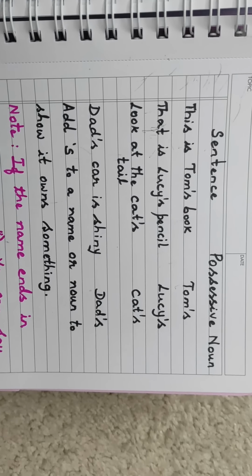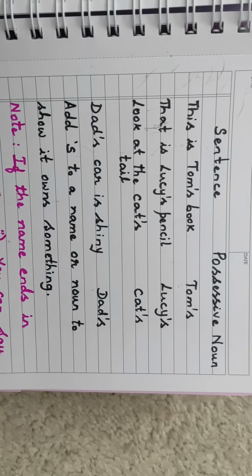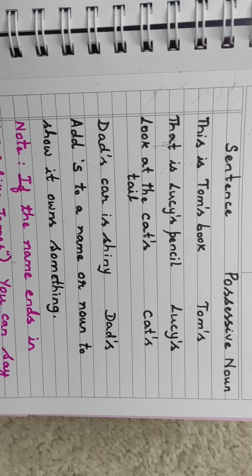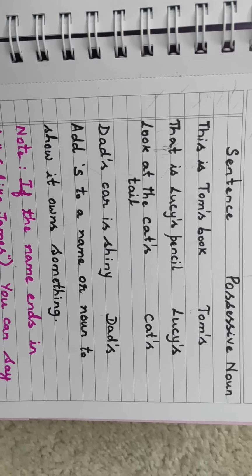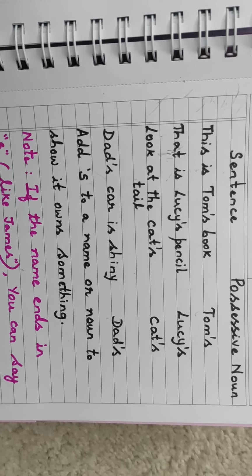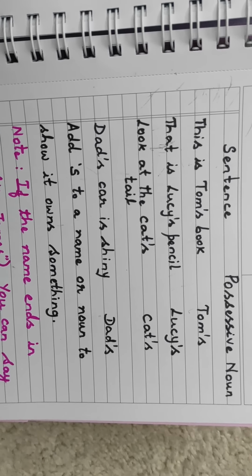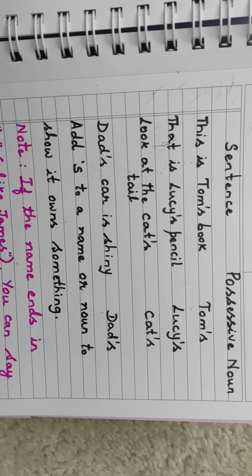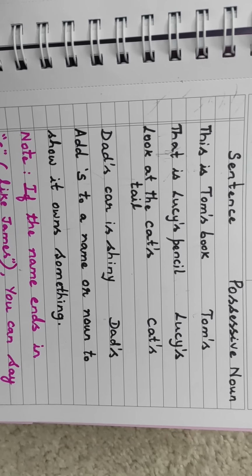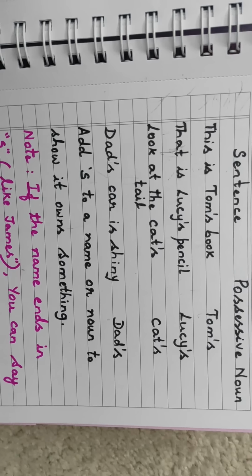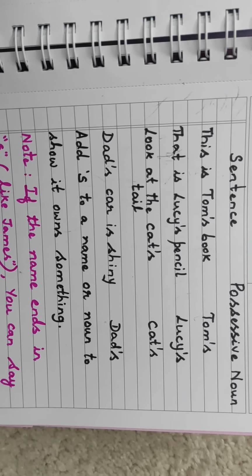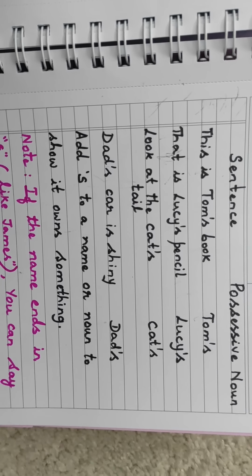Look at the cat's tail. Cat apostrophe S. So the tail is the cat's. Dad's car is shiny. Whose car is shiny here? Dad's car. How will you write it? Dad, D-A-D apostrophe S. So the important thing is to add apostrophe S to a name or noun to show it owns something.